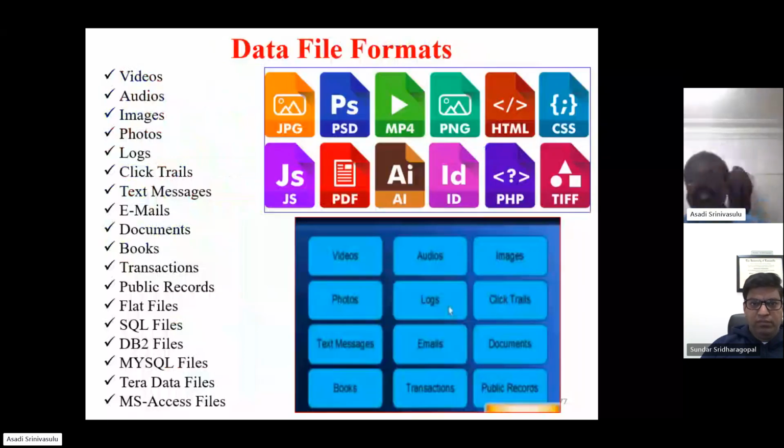So what are the data file formats we are having? N number of file formats we are having. See, audio, video, text, graphics, animation, and flat files like document files, Excel files, spreadsheets, PowerPoint presentation files called the flat files, then SQL files, DB2 files, MySQL files, Teradata files, MS Access files, whatnot. These are the variety of data, a dimension of data science.